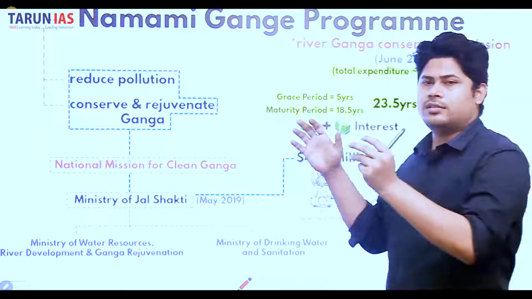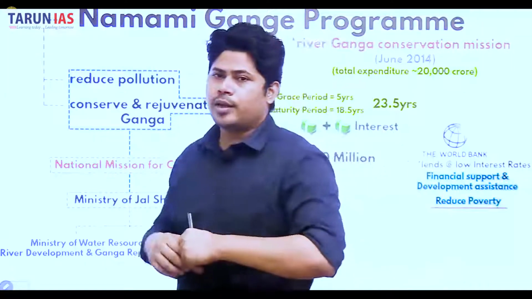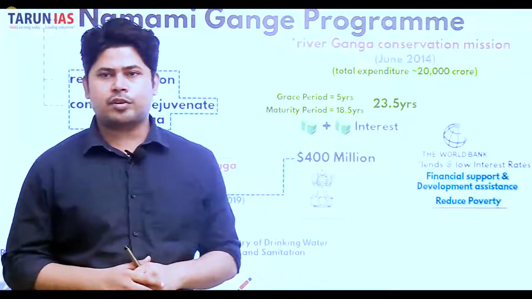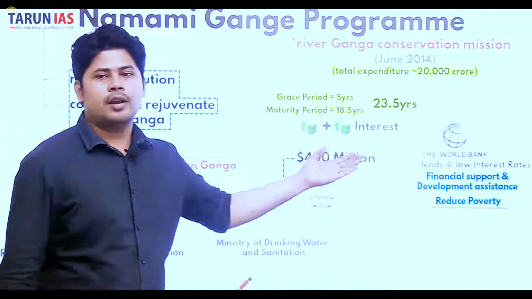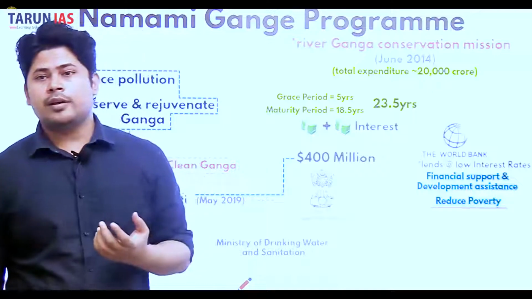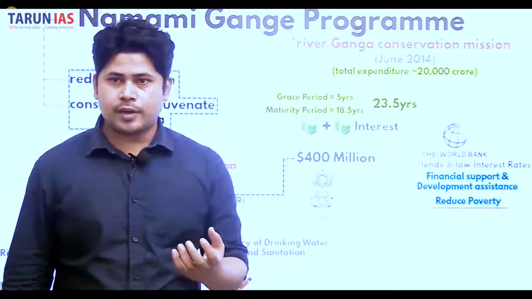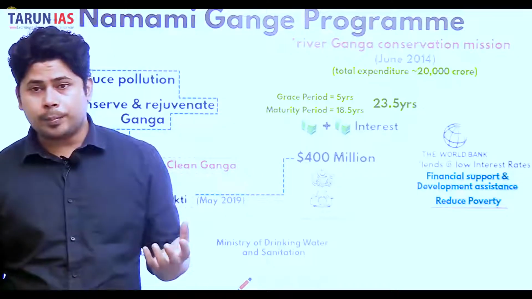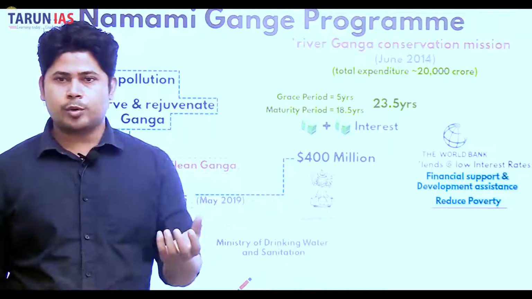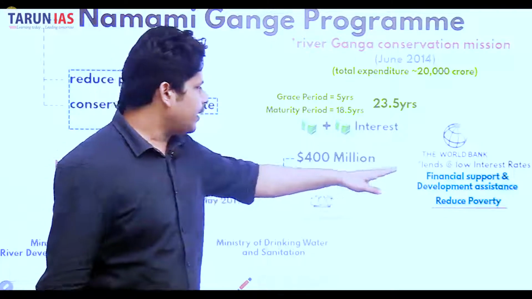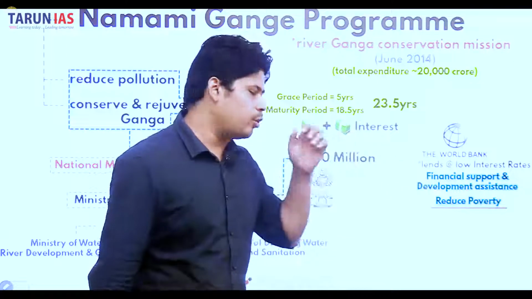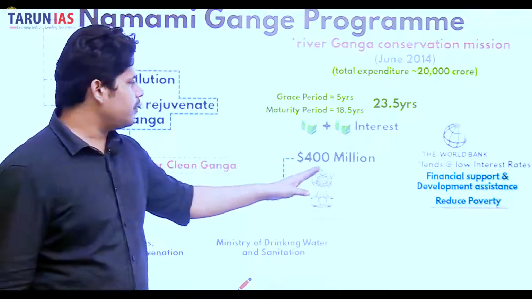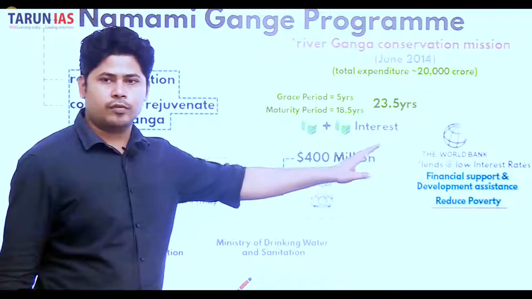Now for all these things, for all the implementation of this National Mission for Clean Ganga, we need a lot of money. What we did was we took loan from World Bank. Now World Bank's main objective is what? Reduction of poverty and financial development in the lower and middle income group countries, right? So what the World Bank did was it lends at low rates. What we did, Government of India took loan of $400 million from World Bank.